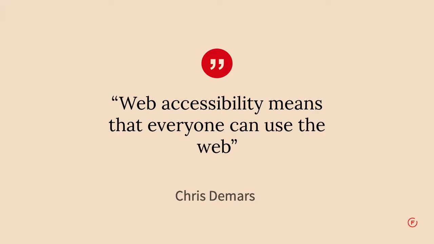So there's this front-end developer that I follow a lot, Chris Demars. He's really big into web accessibility, and in one of his talks, he shares this definition of what web accessibility is. And to him, web accessibility means that everyone can use the web. And that's awesome, because everyone should be able to use the web.